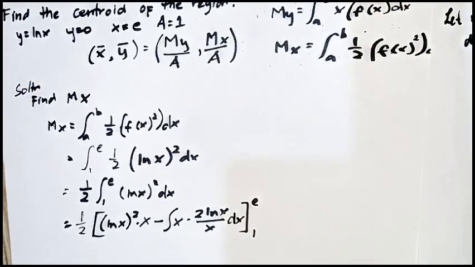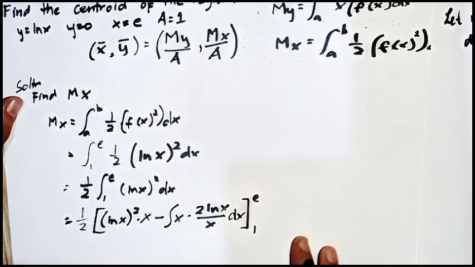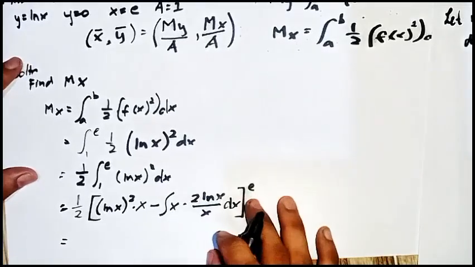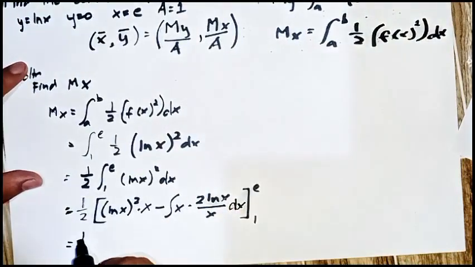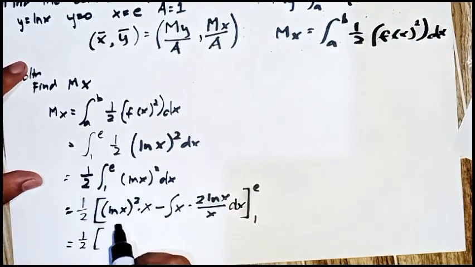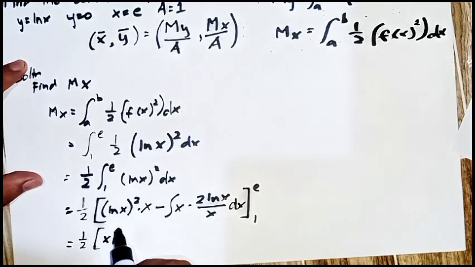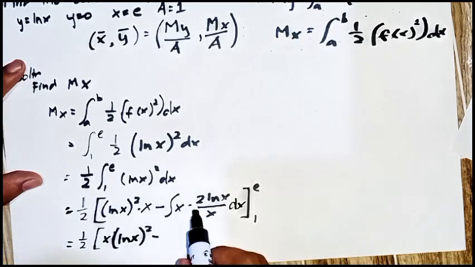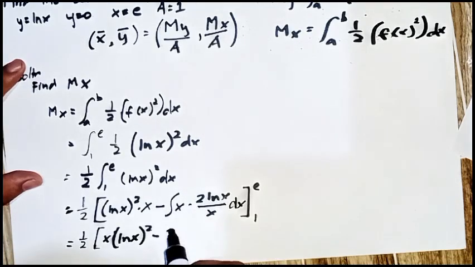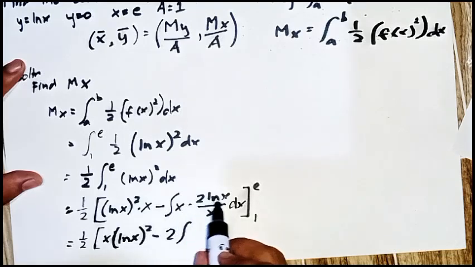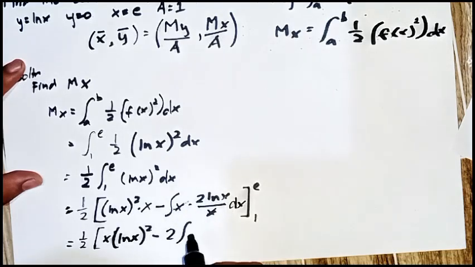Now, let's proceed. Copy the 1/2, and we have x (ln x)^2 minus, since we have a constant 2 here, let's put that outside the integral: 2, since x times 2 ln x over x, so cancel the x. Remaining is ln x dx. Don't forget the 1 and e.